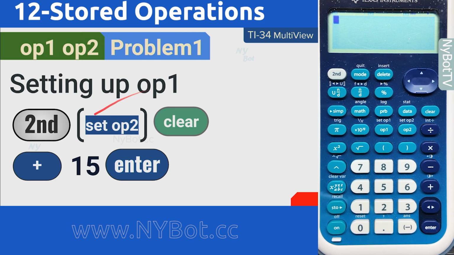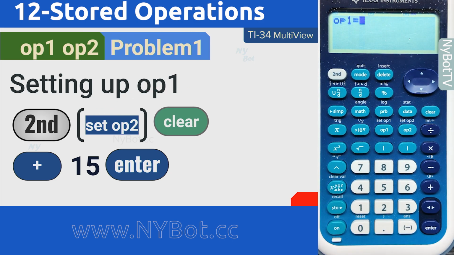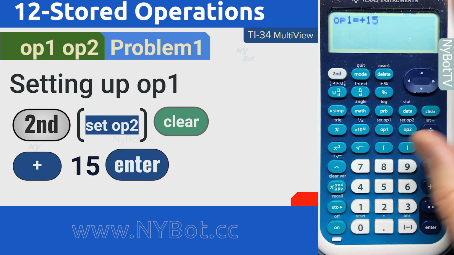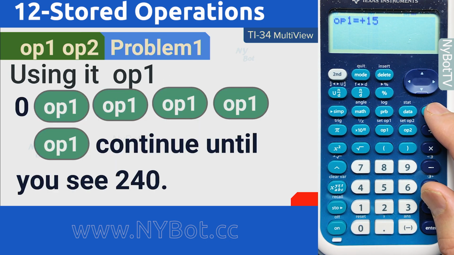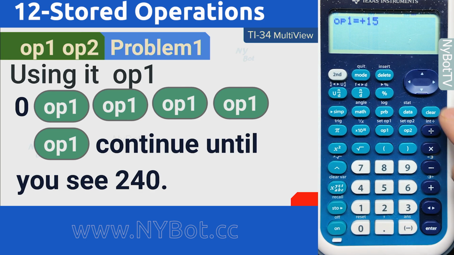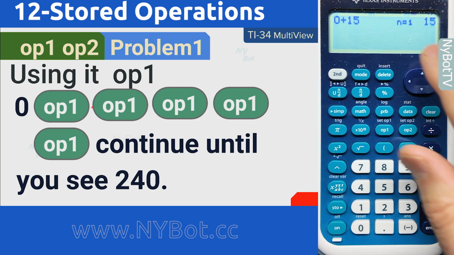So first let's set it up as an OP1. Press second function OP1, press clear to clear it, and then plus 15. That is the number that he is earning. Press equal or enter to exit. Now clear. Now let's do 0 and OP1.